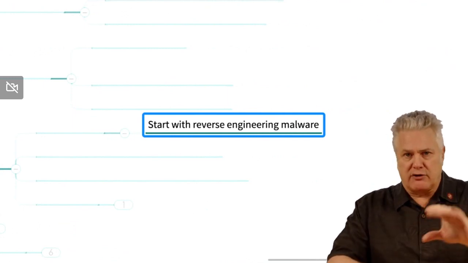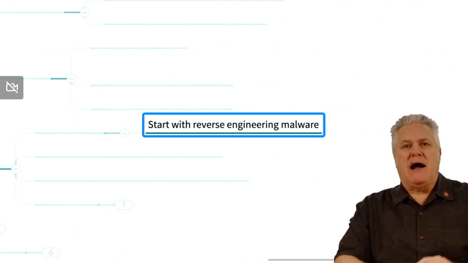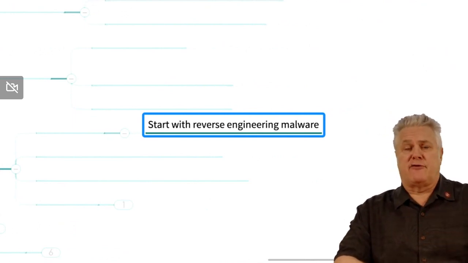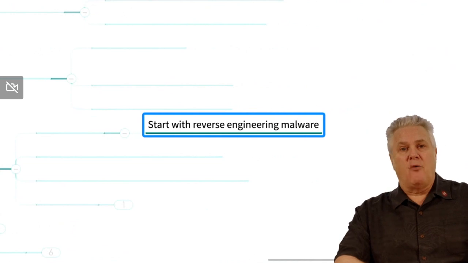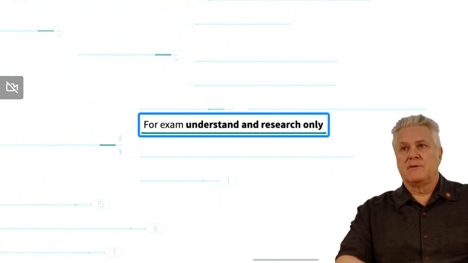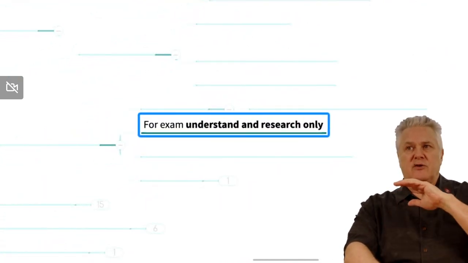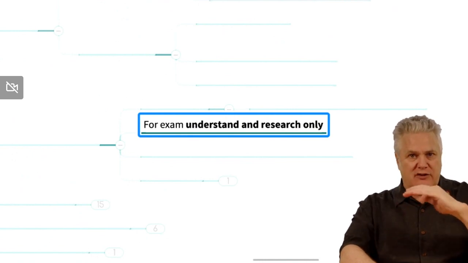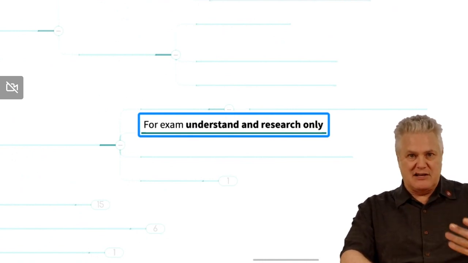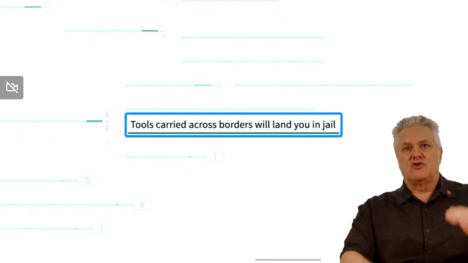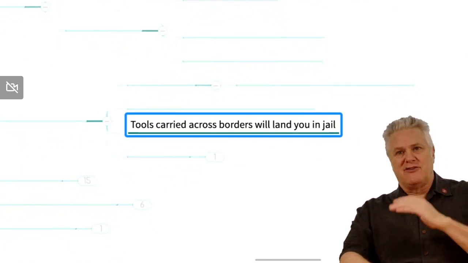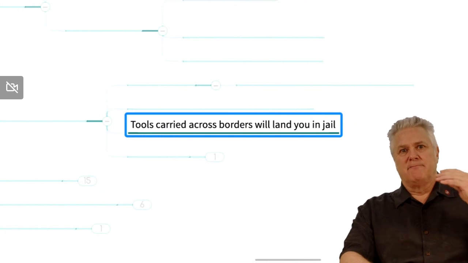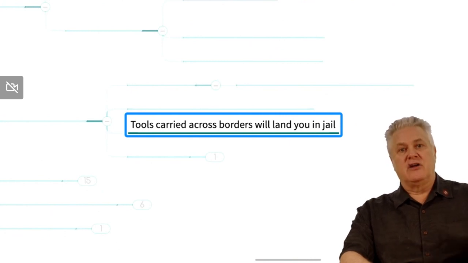If you like debuggers, if you like decompiling software, if you've done that for your life, reverse engineering malware may be for you. For the exam, all you have to do is understand what reverse engineering malware is, which is decompiling software. The tools that you use to do reverse engineering malware are illegal in certain jurisdictions. Look up your jurisdiction, look up if you're crossing boundaries and borders.